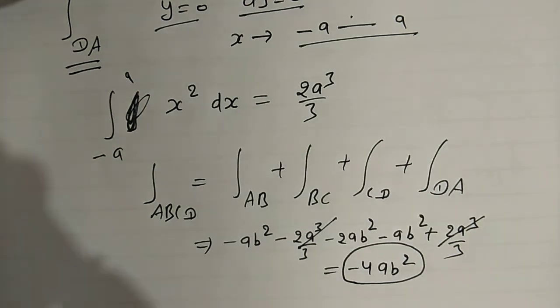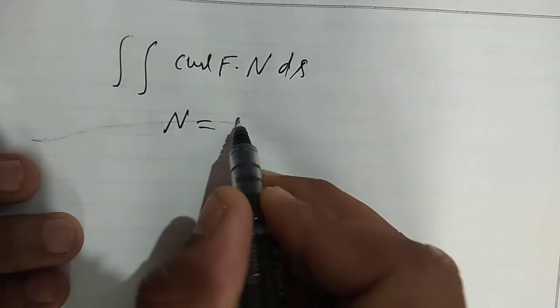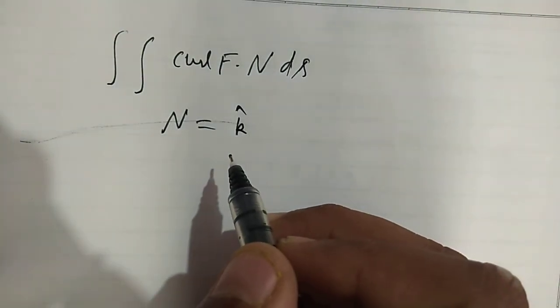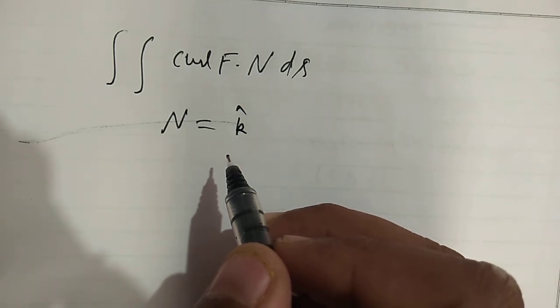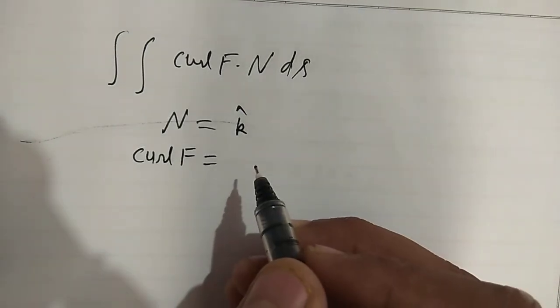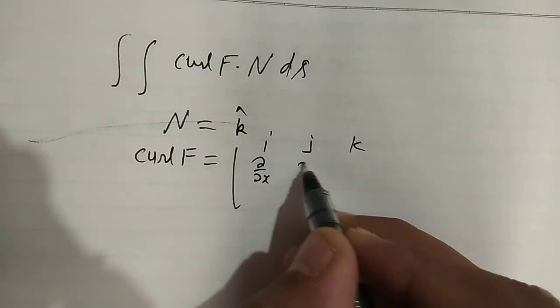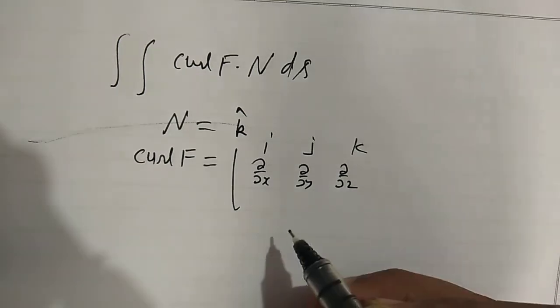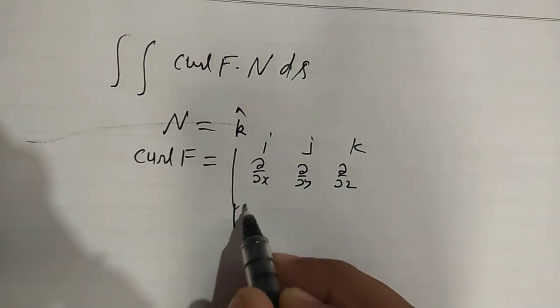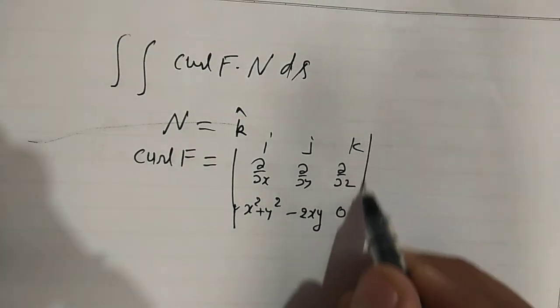Let us see what the surface integral is. The surface integral will be the integral of curl of F dot n dS. Here n equals k, because this is the rectangle in the xy plane, so the unit normal is in the z direction, that is k. Curl of F, if you find out, we get the determinant with i, j, k, del by del x, del by del y, del by del z, and the dx coefficient is x square plus y square, the dy coefficient is minus 2xy and the dz coefficient is 0.